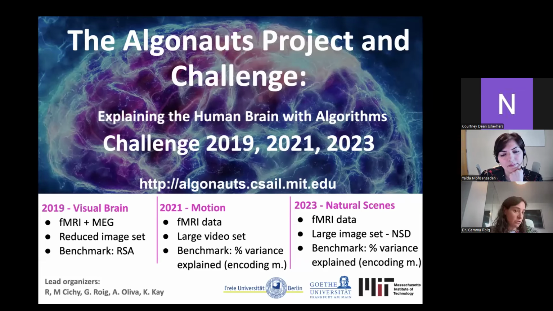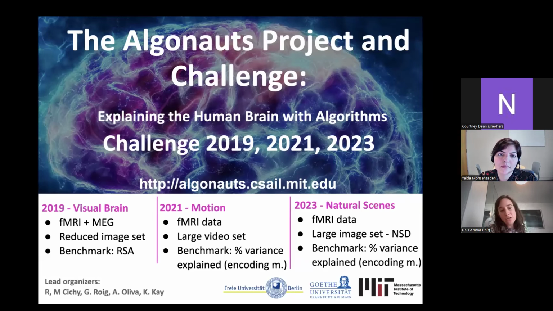So for instance, in 2019, we had the visual brain. It was mainly for object categorization. And we had fMRI and MEG data with a small reduced image set. And then we used RSA, that I hope you are familiar with, as a metric for aligning brain and model representations as benchmark.